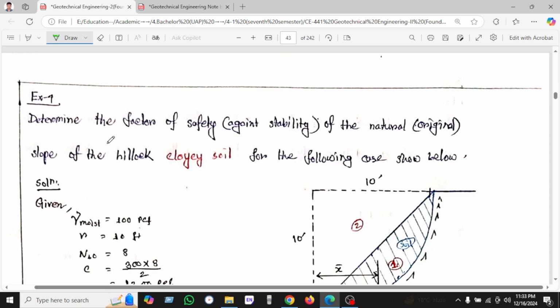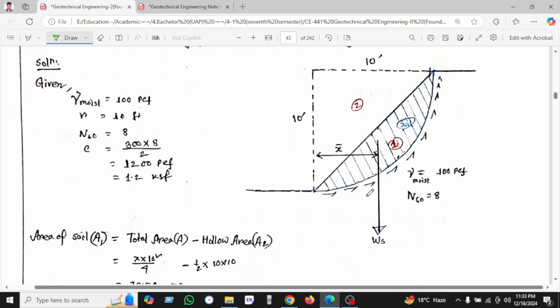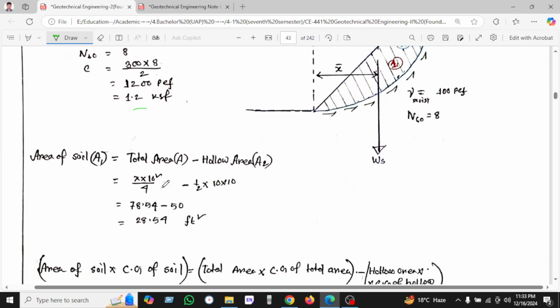So another example we can see here: determine the factor of safety against stability of the natural original slope of the hilly road clay soil. The following cases are given below. Here you can see the moist soil unit weight is given as 100, and r is 10, and the SPT value is 8, and c is 300 into N60, which is 8, and divided by 2, which is 1.22.